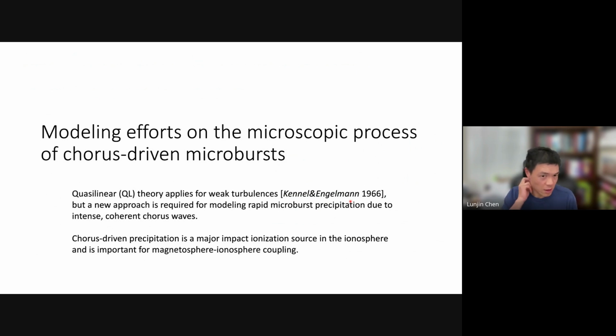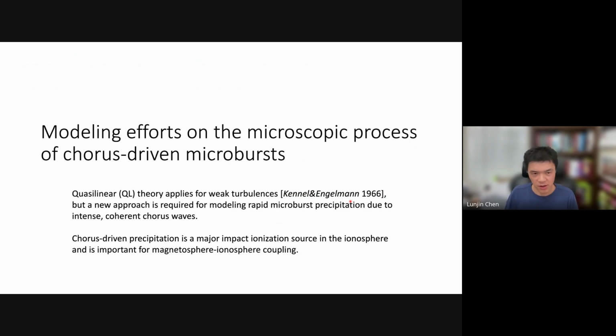First of all, one challenge for modeling the electron microburst is that it is a phenomenon that occurs rapidly and is due to intense coherent chorus waves, so the traditional quasi-linear diffusion theory does not work. The quasi-linear theory applies in general to weak turbulence. It's not for coherent and strong chorus waves. So we need to come up with a different method to treat this modeling problem.